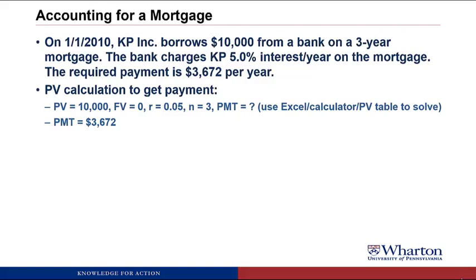It's an annual payment, so we use the annual interest rate of 5% for the rate. 3 years, and it's 3. We don't know the payment. We can use Excel or a calculator or PV table to try to solve it. The payment comes up to be $3,672. Easiest way to solve this is Excel, so let me pop out to Excel and show you how to do that.